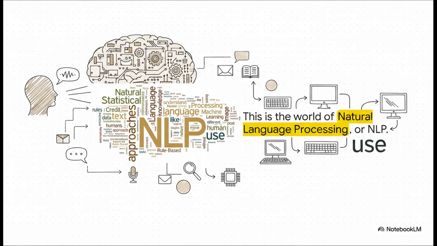It's the branch of AI that's all about bridging that gap. NLP is about building systems that don't just see a sequence of letters, but can actually understand that the word apple might be a company, or a fruit, or maybe even a person's name, all depending on the context.